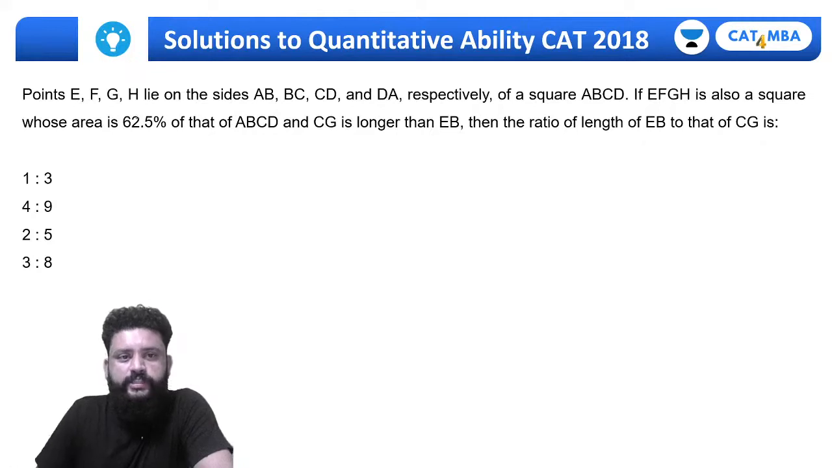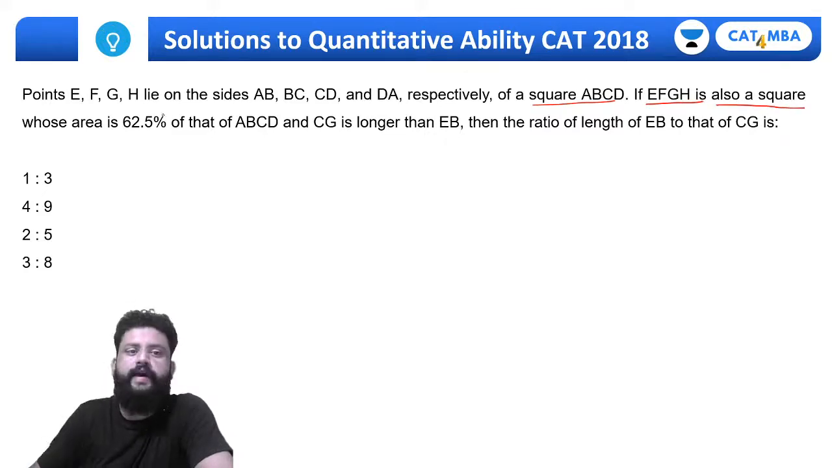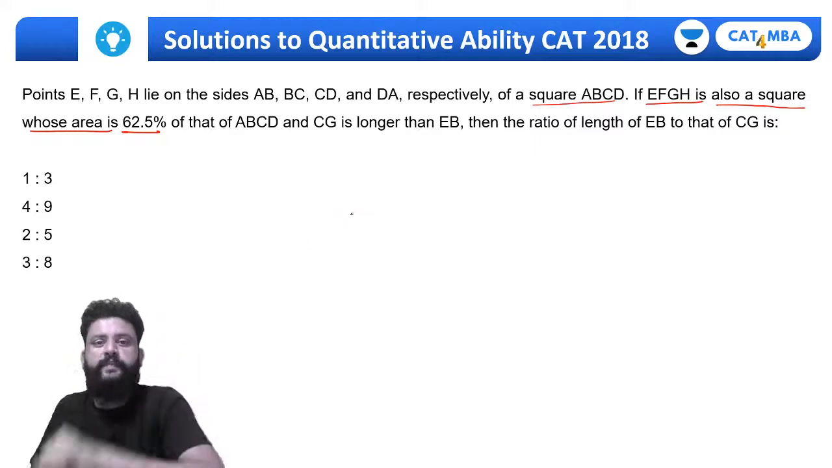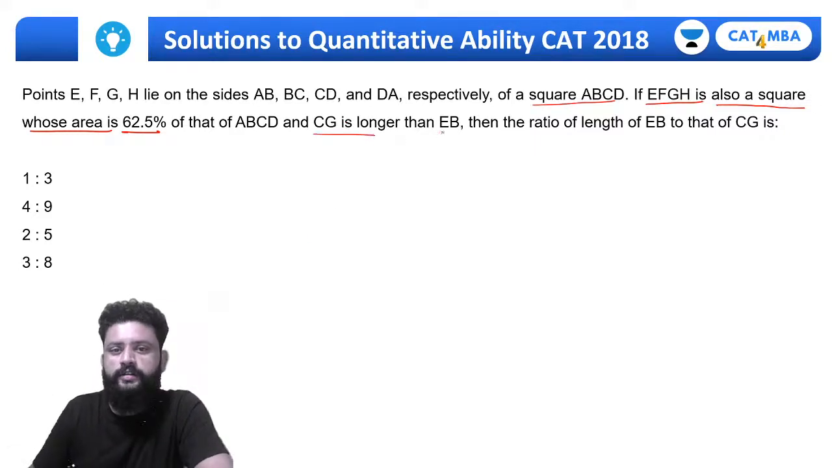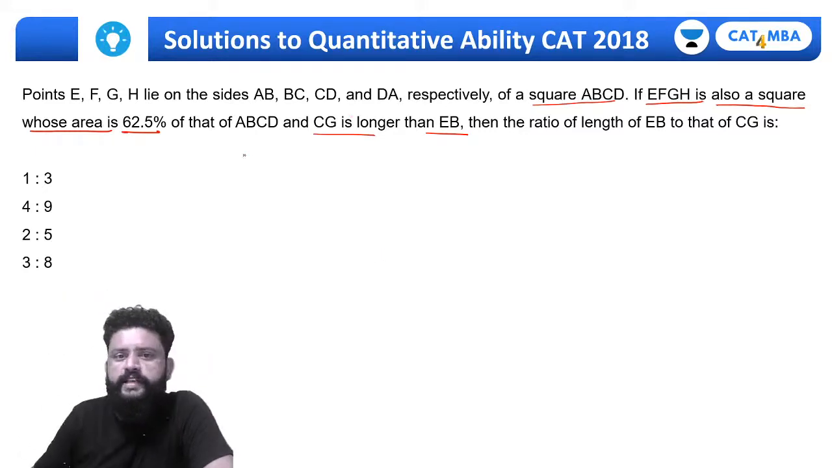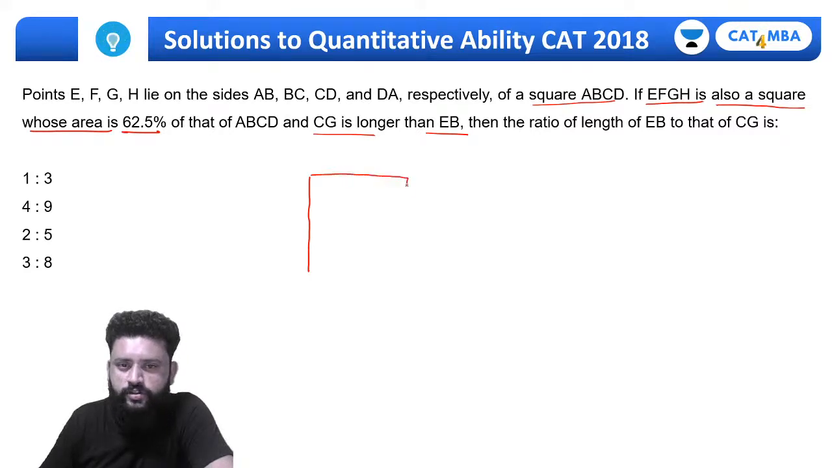Let's say points E, F, G, H lie on the sides AB, BC, CD, DA respectively of a square ABCD, and EFGH is also a square whose area is 62.5% of that of ABCD, and CG is longer than EB. This one is a bit tricky, you can say, because you need to do some trial and error also here.